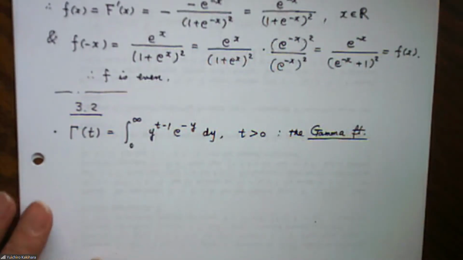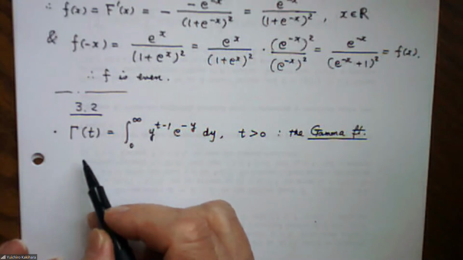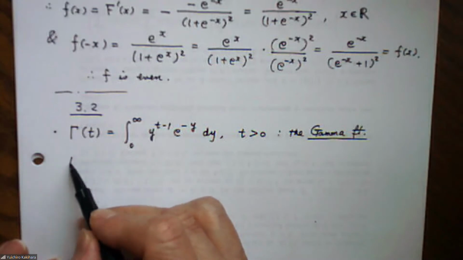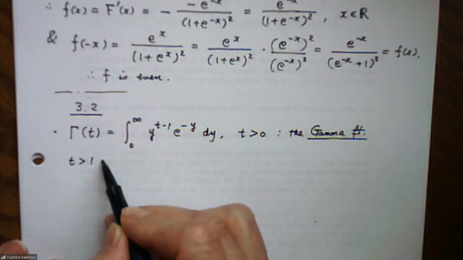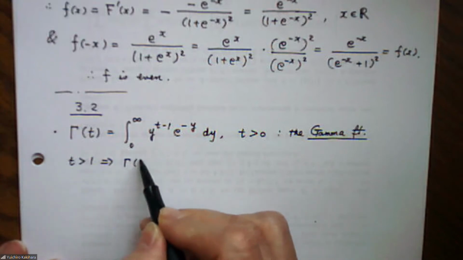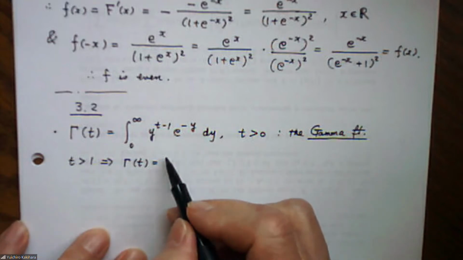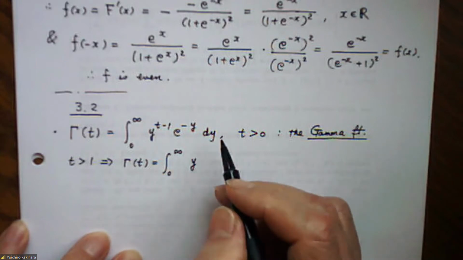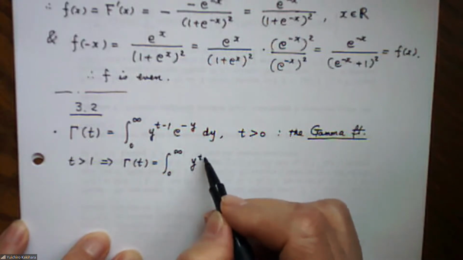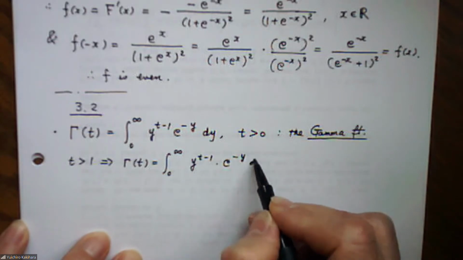Let me show one property. Gamma of t, where t is greater than 1. Then we can get the integral by using integration by parts. This is y to the t minus 1, times e to the minus y dy.